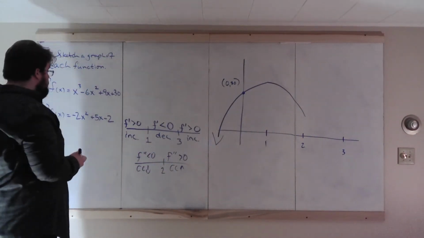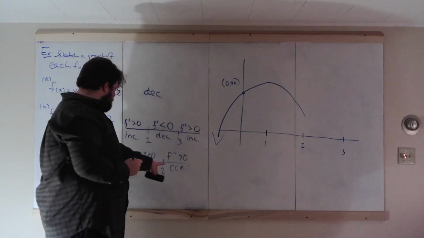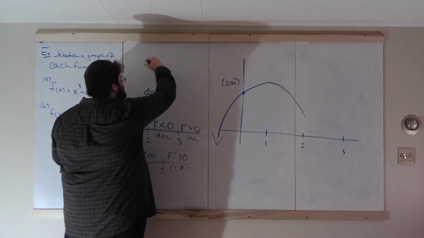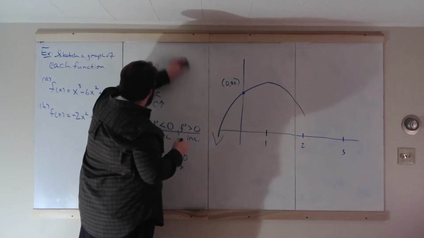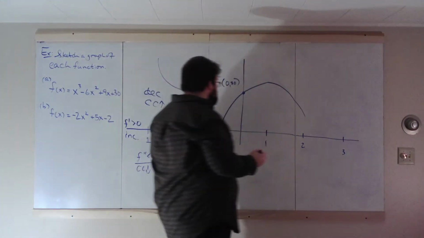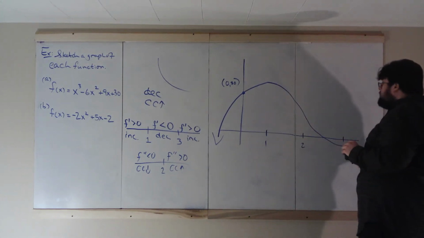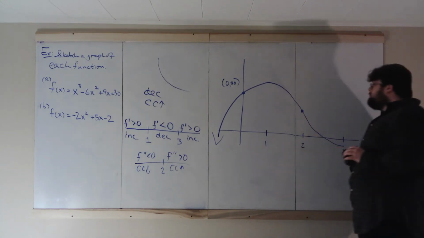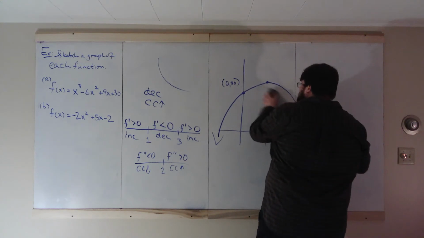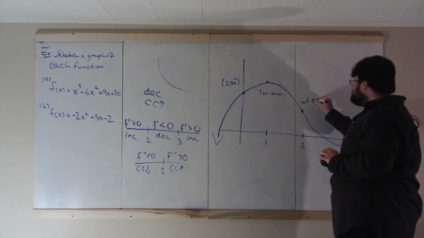Next relevant interval, 2 to 3. What happens on 2 to 3? Decreasing, concave up. What does decreasing concave up look like? Decreasing, concave up looks like that. So we draw that from 2 to 3. I'm going to just draw it like that, I guess. And notice in that, we also produced an inflection point. Maybe I'll even label these. Local maximum, inflection point. Why not label them as we do it?